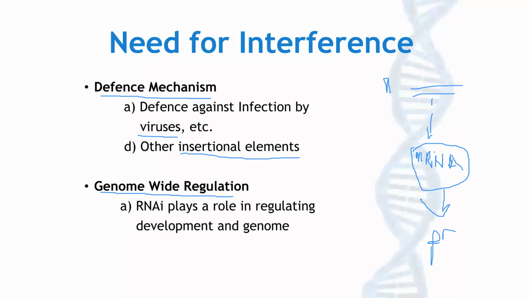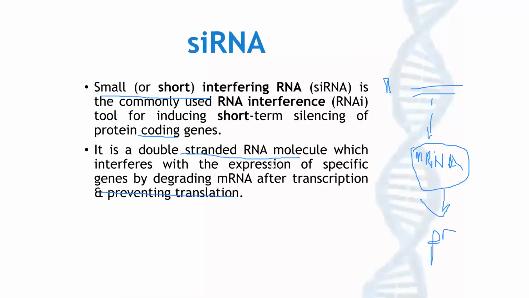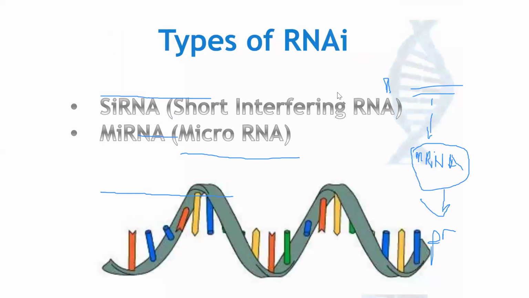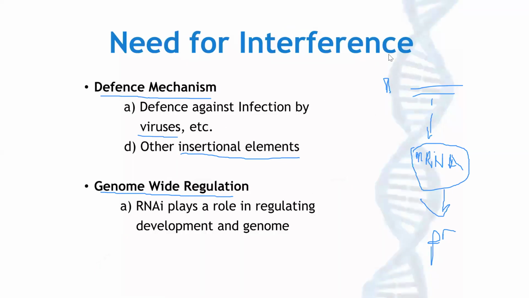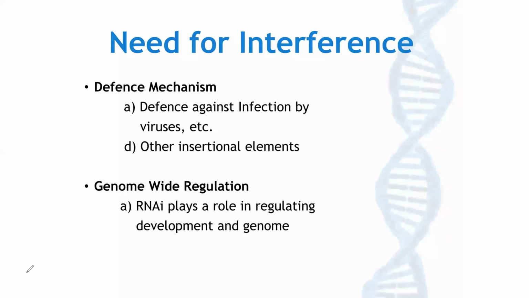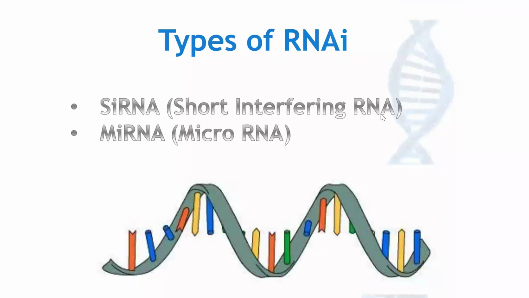Okay, and then the next thing that we are going to look at is the different types of RNA interference. We have two types: short interfering RNA, and micro RNA. So these are the two types of RNA interference. I think we are going to stop here and we'll continue in the next video.